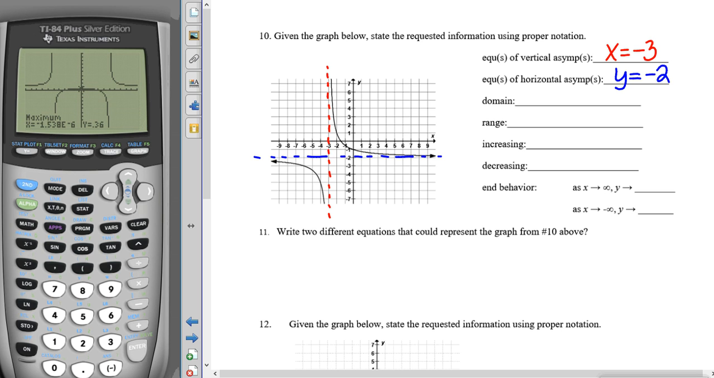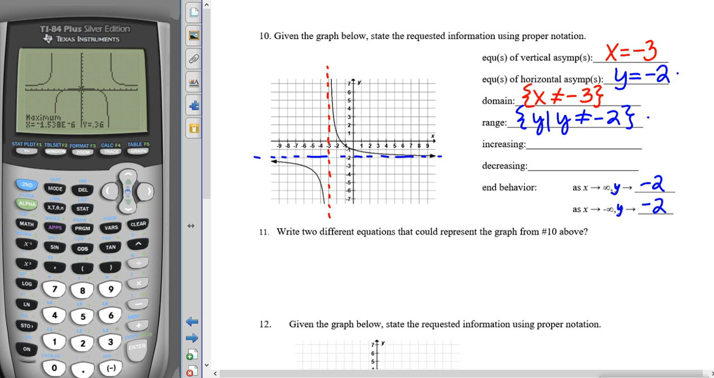All right, when I go to do my domain, my only problem is this vertical asymptote. So again, x is not equal to -3. And when I go to do my range, my only problem is this horizontal asymptote. This guy's down below, this guy's up above. So I'm going to say y is not equal to -2. I'm going to jump down to the end behavior while I'm here because my horizontal asymptote, my range, and my end behavior should all involve those y values that came usually from this horizontal asymptote.